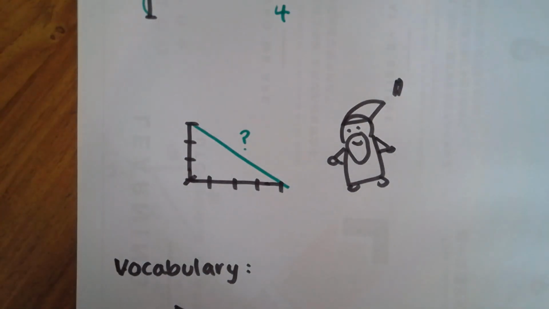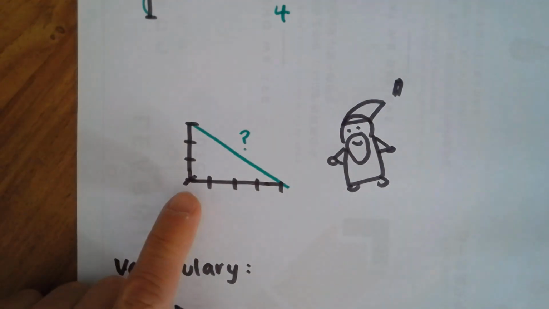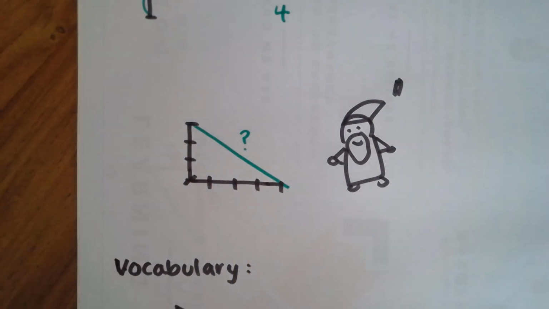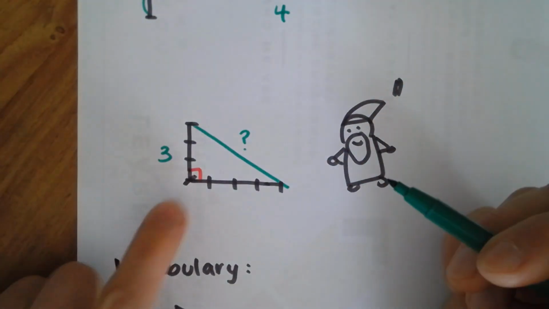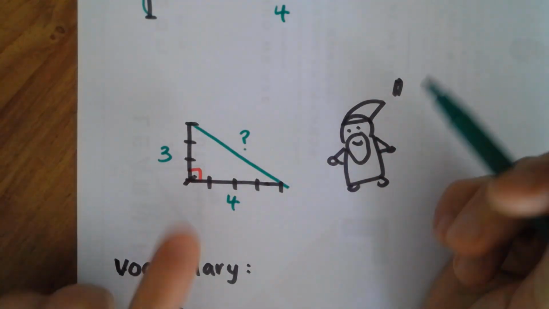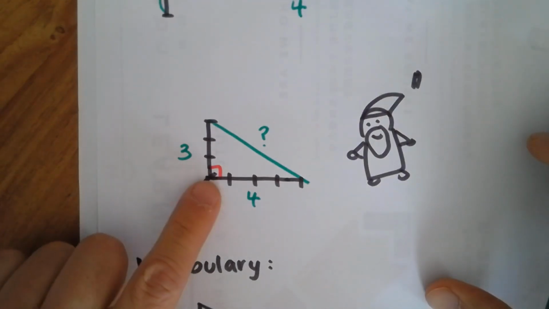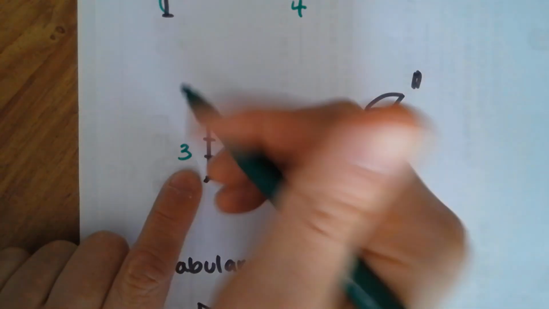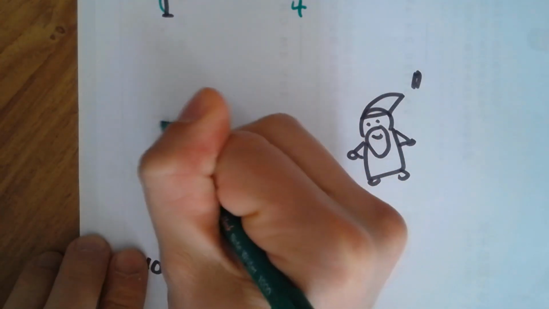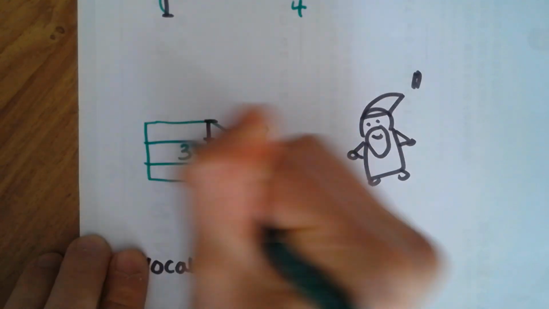Easy stuff. He saw that if you made this into a right triangle, I'm going to make a right angle right there. You can count this as 3. You can count this as 4. And this is what he did. He got the side of this triangle right here. He squared the side. So this is 3, so he made it into a square like this.